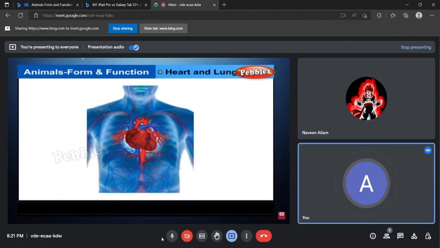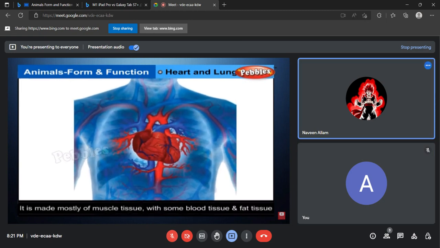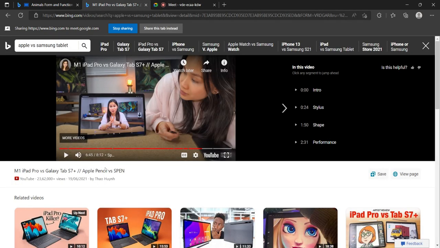Your heart is an organ. The heart pumps blood. It is made mostly of muscle tissue, with some blood tissue and fat tissue. These tissues work together to allow the heart to pump blood.